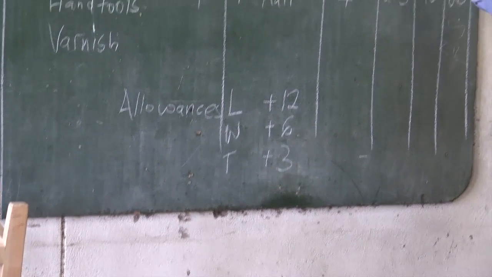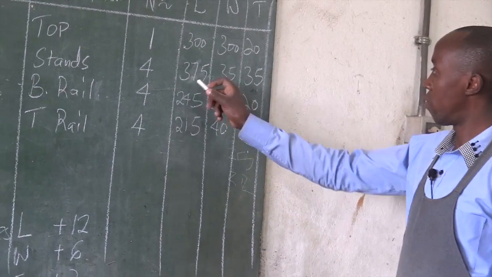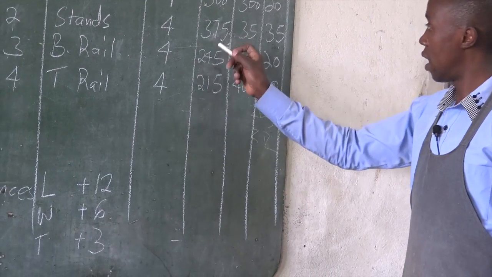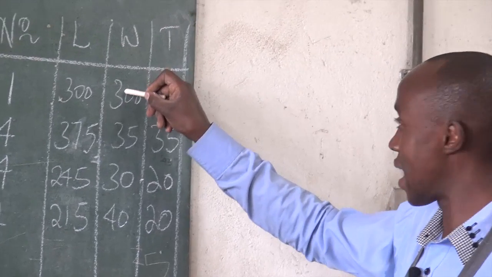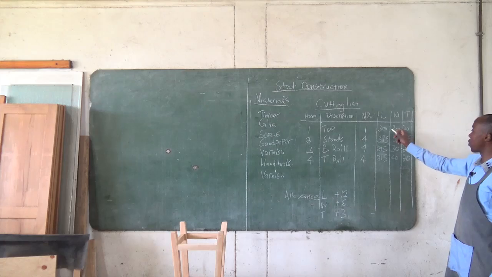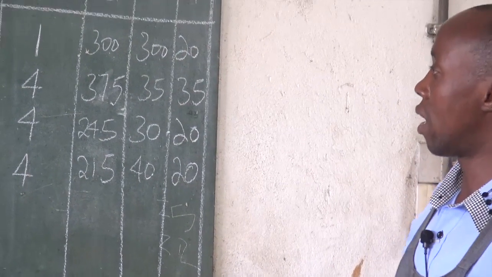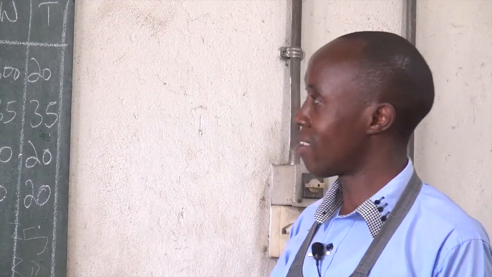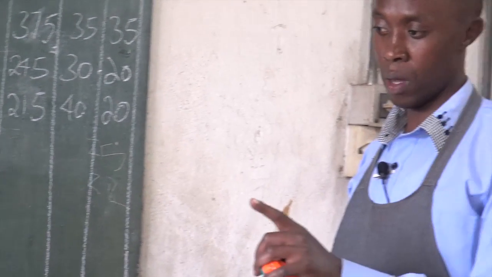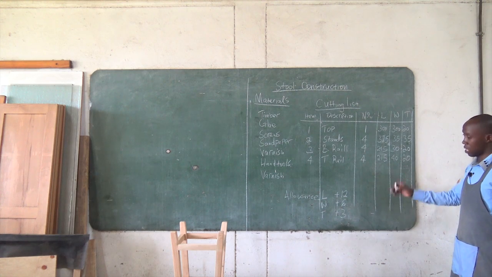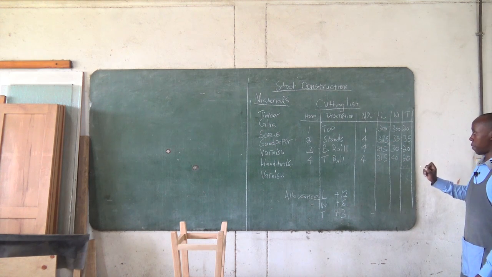So that means for the length, 300 here, I'll cut the raw length as 312. For 375, I will add 12 and I'll get 387. And so on. On the width, I'll add 6 to 300, then I'll cut the width at 306, then it will be subjected to planing, cutting, trimming, and everything else, so that the final size is what we have here on the chalkboard. So that is the simple step of preparation of the cutting list. It is the first step that we do when we are preparing the construction of a project. So our stool, the project of the day, we'll have this as our first step, the cutting list preparation.